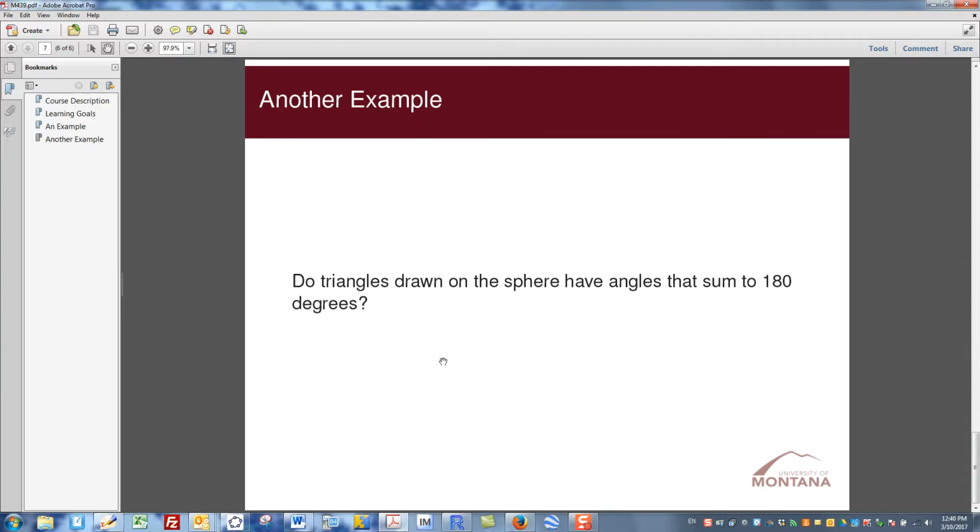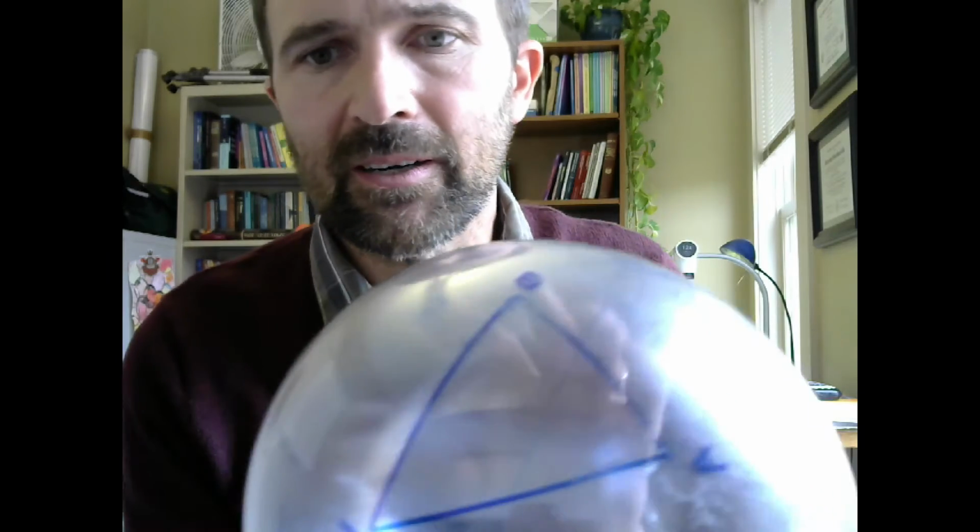Well, what about a non-Euclidean example? Do triangles drawn on the sphere have angles that sum to 180 degrees? Here we're going to have to go back to the webcam and take a look at what triangles on the sphere look like. So I have here a sphere, and I've drawn a triangle on that sphere. So I hope you can see that.